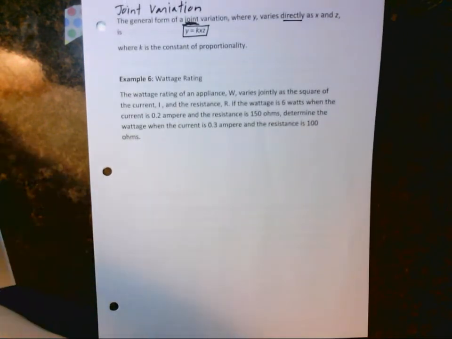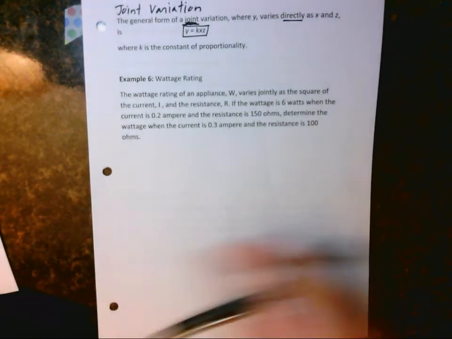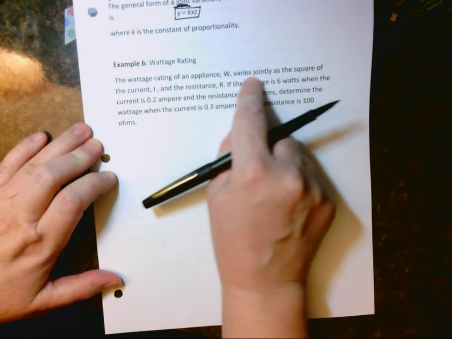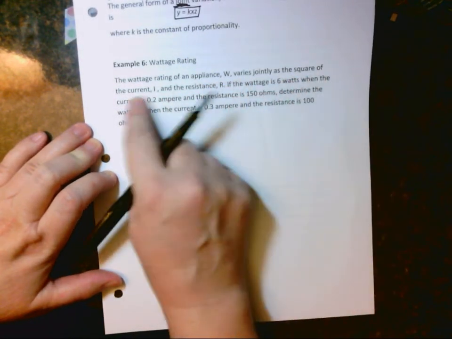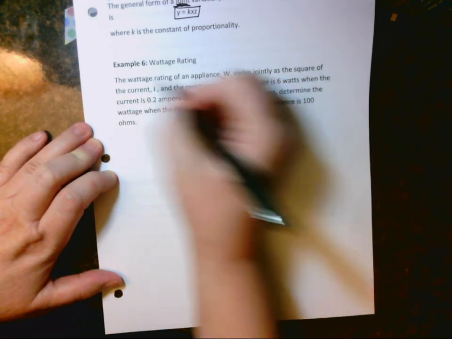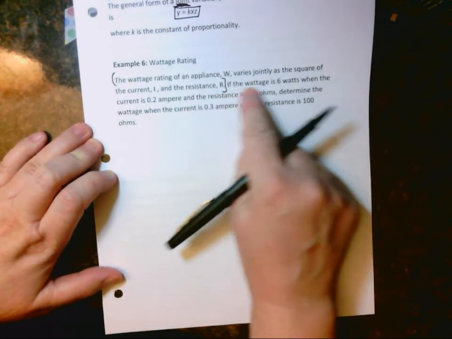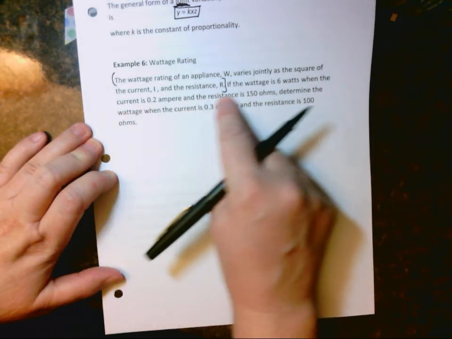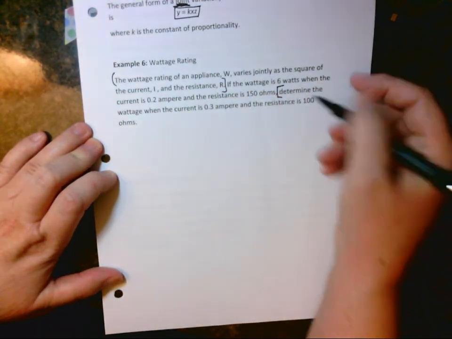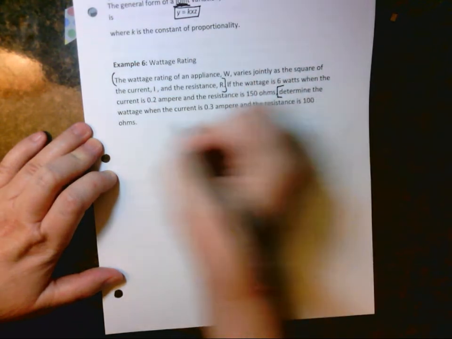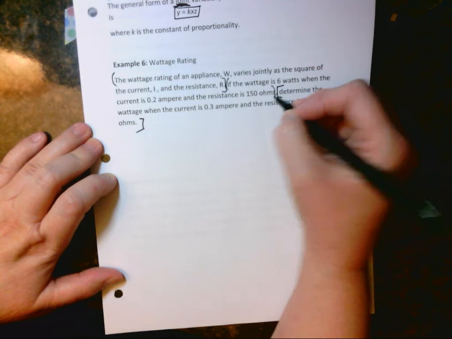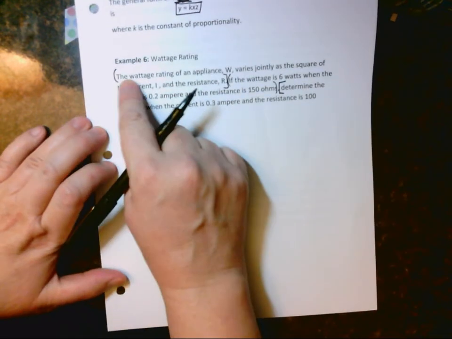Okay, so let's work this first one. The wattage rating of an appliance varies jointly as the square of the current, I, and the resistance. Okay, so there's my first part. I'm going to block that off. If the wattage is this when the current is that and the resistance is this, there's the second part. And here comes the last part. So the second part I didn't block off, and there's the last part. So we have 3 parts to this problem. Okay, the first part, we write our equation.